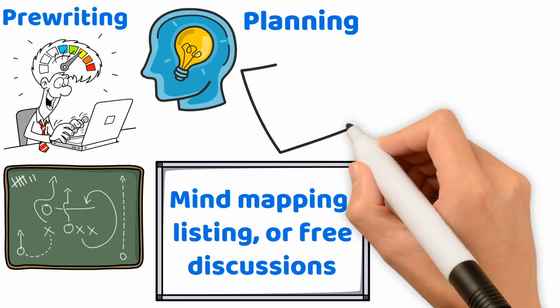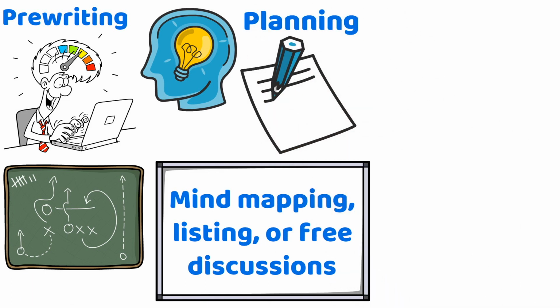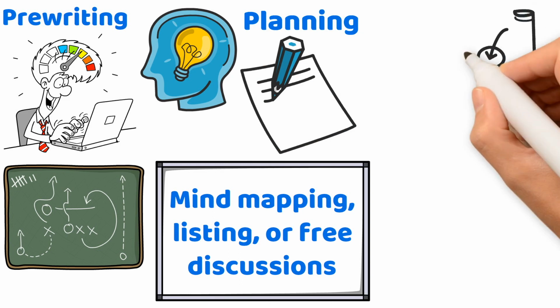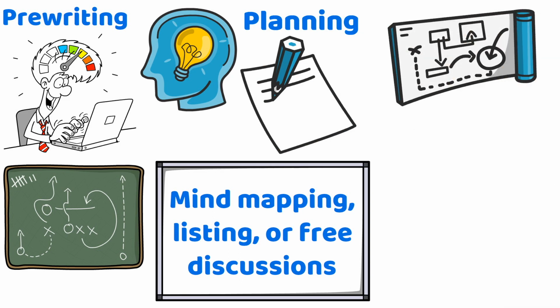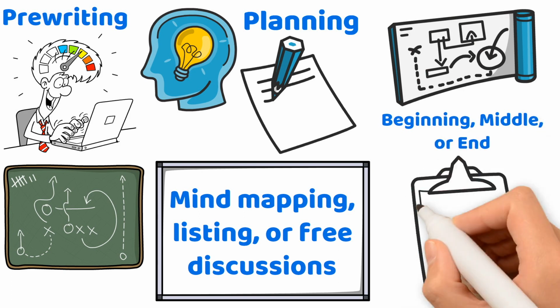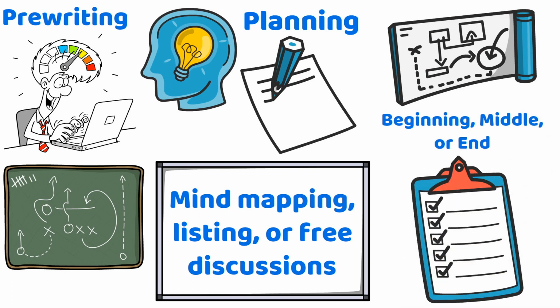Moving on to planning, where writers organize their scattered ideas into a coherent structure. If your exam asks you an effective strategy for helping students pinpoint the beginning, middle, or end of a story, look for answer options where the teacher uses visuals and scaffolds, such as outlines or storyboards.